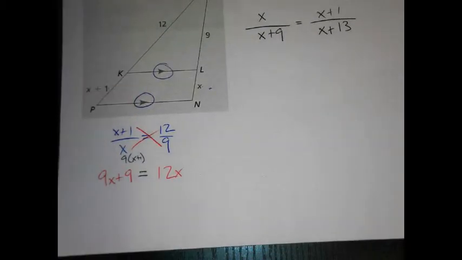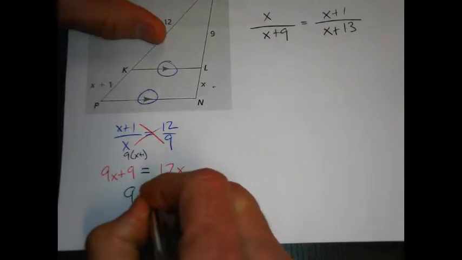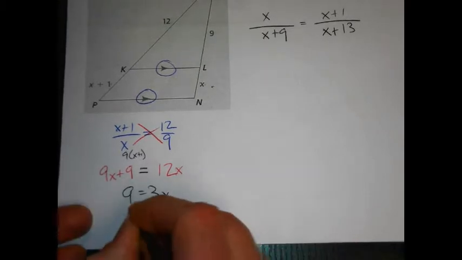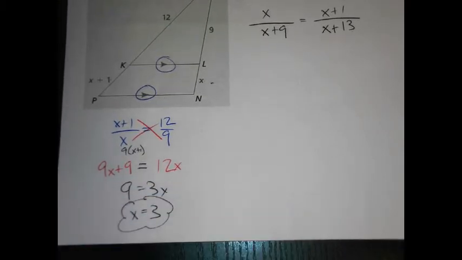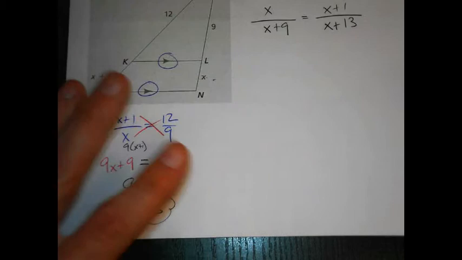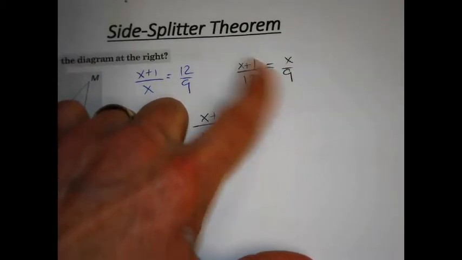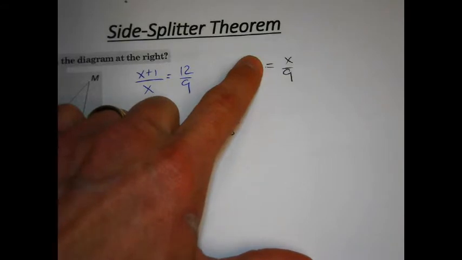So we subtract 9x on both sides. 9 would equal 3x, therefore x equals 3. So we can find the value of x that way. I do want to show you this one. But we could do the same thing with this proportion, right? 9x plus 9 equals 12x.